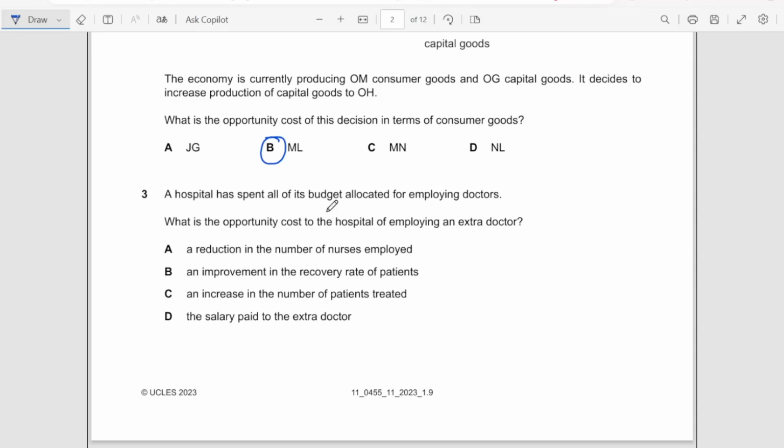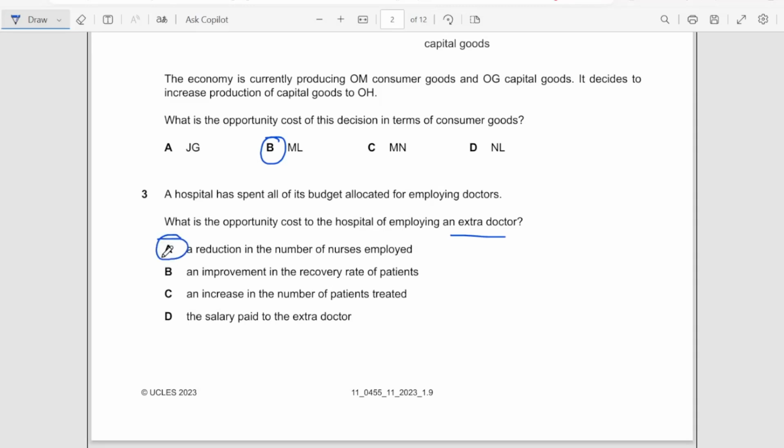A hospital has spent all of its budget allocated for employing doctors. What is the opportunity cost to the hospital of employing extra doctors? So the thing is that all of its budget has been exhausted. There is no spare budget, no excess, no surpluses that they've left. They've extinguished all of their resources in employing doctors. Now, if they want to employ any more doctors, they must compromise in some other areas of their spending. So this could be a reduction in the number of personnel.